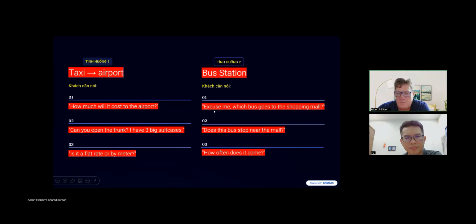Now you're at the bus station. You want to go to the shopping mall. Excuse me, which bus goes to the shopping mall? This is bus number 2. This bus is going to the shopping mall. Does this bus stop near the mall? Yes, it does. How often does it come? Every 30 minutes. Okay, every 30 minutes.